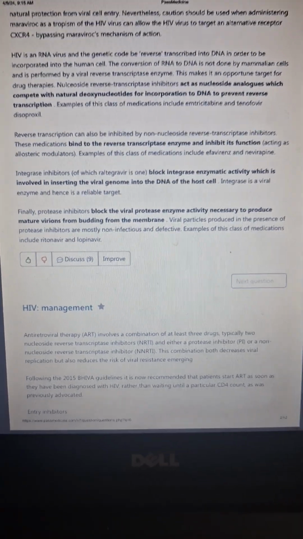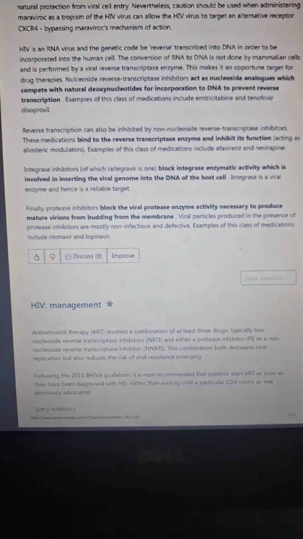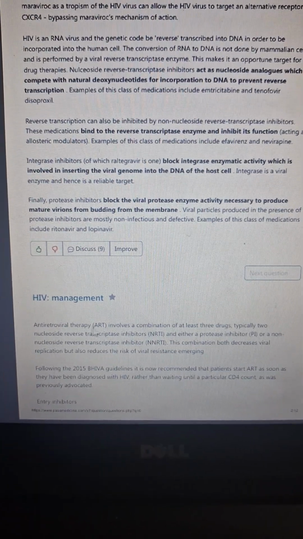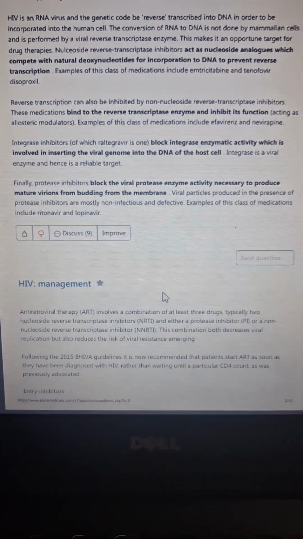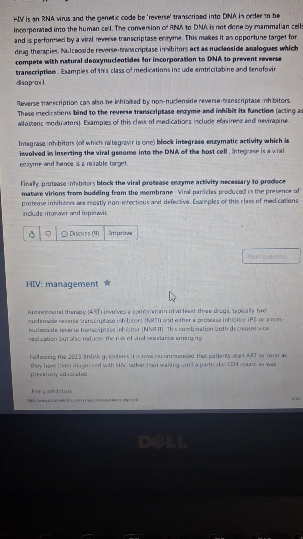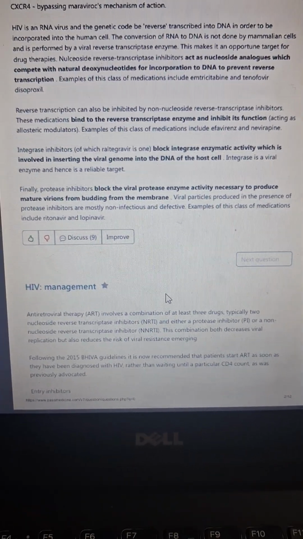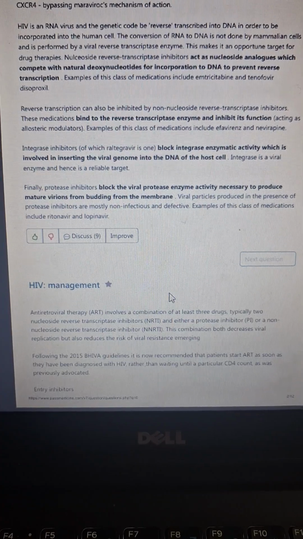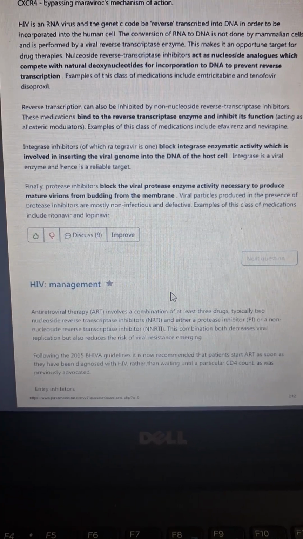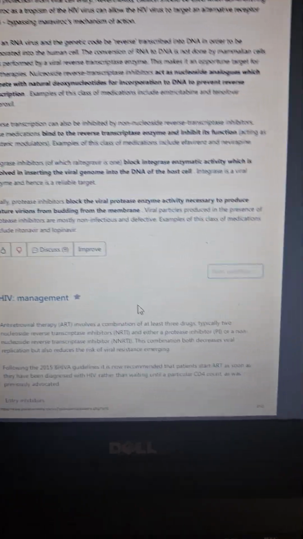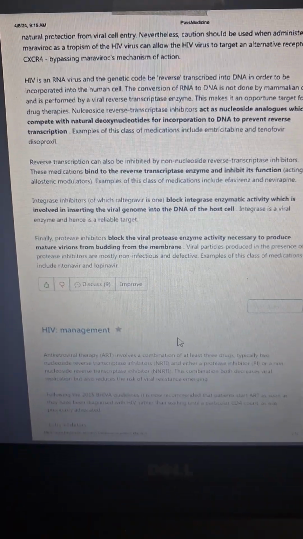Hello everyone, let's study all the MCQs which can come on the topic of HIV management. Antiretroviral therapy involves a combination of at least 3 drugs, typically 2 NRTIs, nucleoside reverse transcriptase inhibitors, and either a protease inhibitor or a non-nucleoside reverse transcriptase inhibitor. This combination both decreases viral replication and reduces the risk of viral resistance emerging.